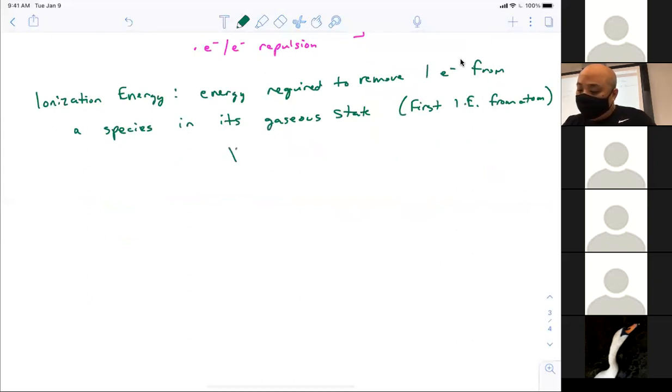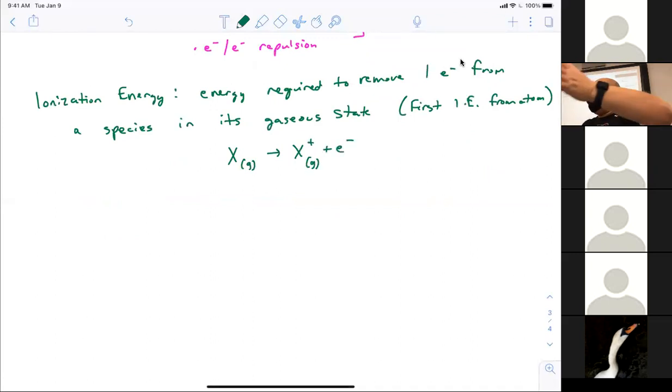And so that would look like something like this. For those of you in higher level, you need to know that reaction because that's part of the Born-Haber cycle. In standard level, you still need to know that reaction. In standard level, they might ask that as a 1-mark question or a multiple choice question: which of the following reactions represents the first ionization energy of an atom?